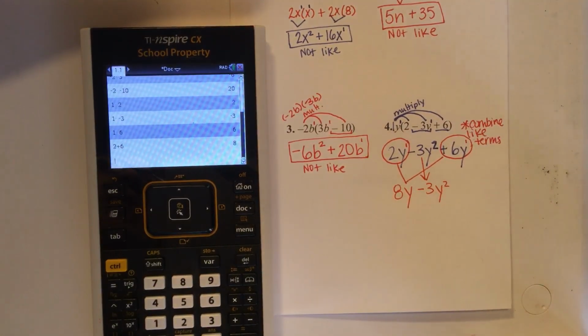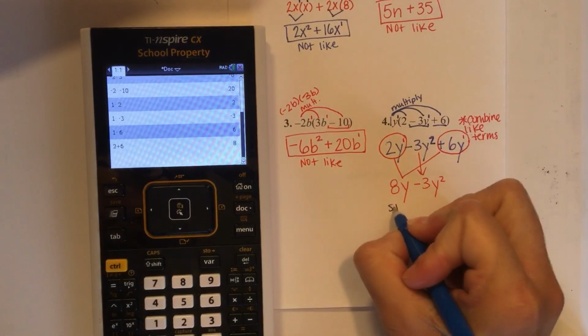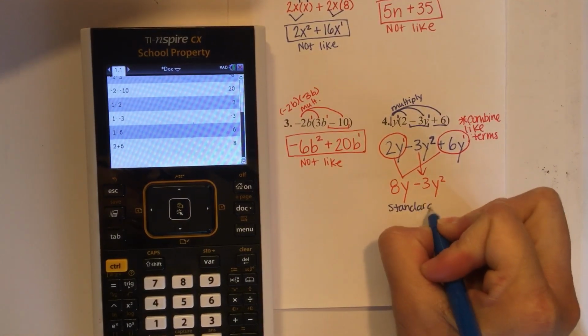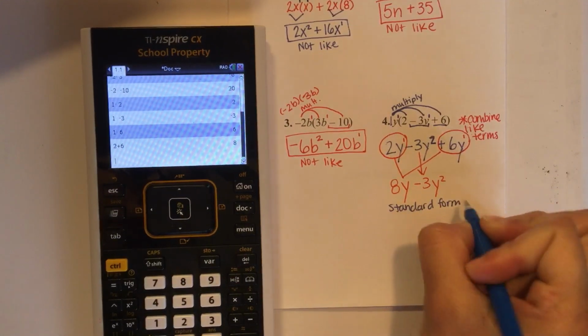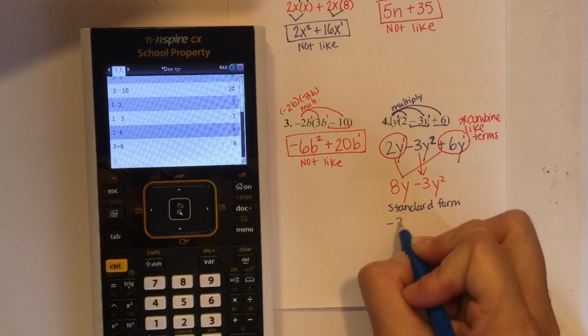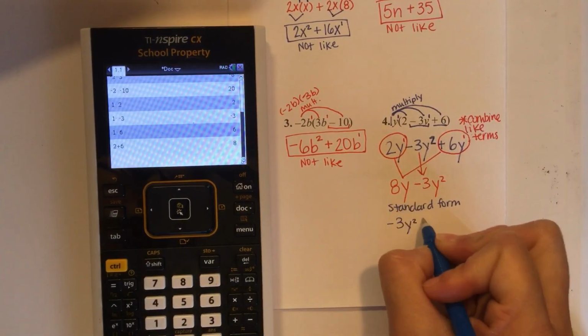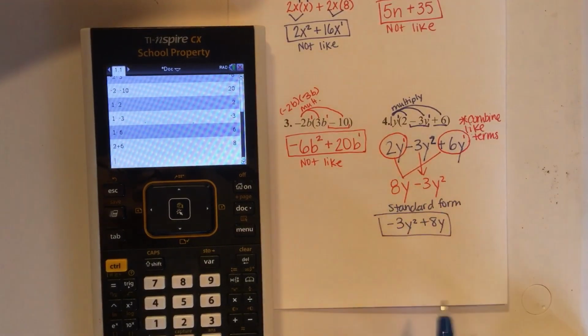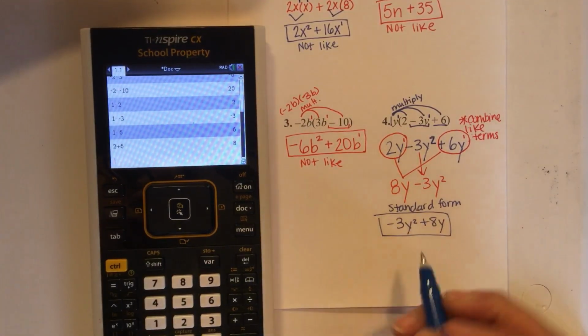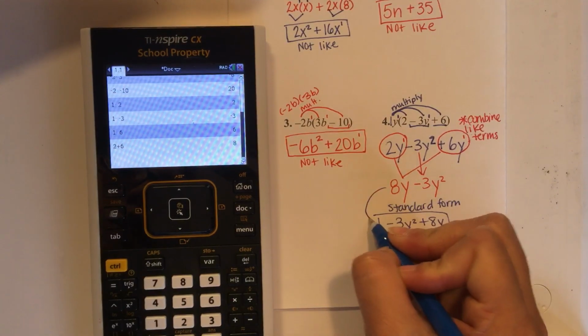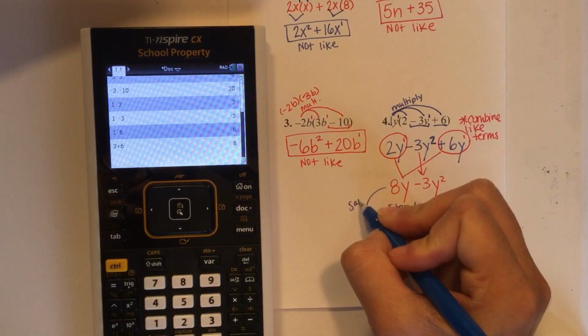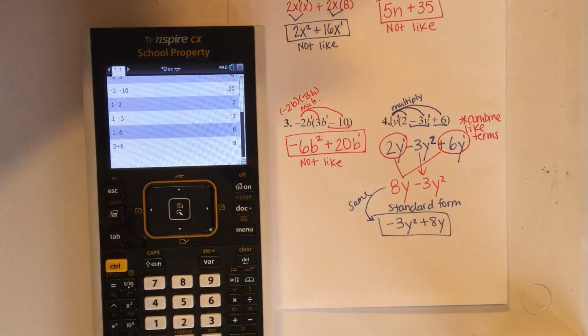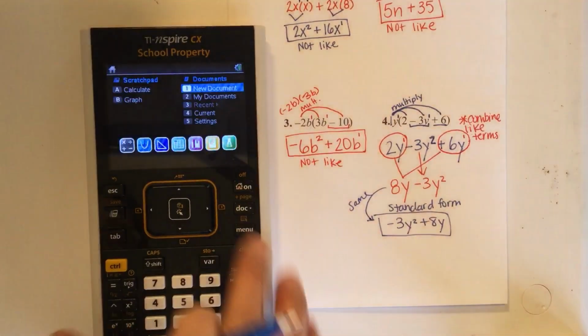Now, if you wanted to write this in standard form, you would have your negative 3y squared first, and then your plus 8y, with your exponent being the largest, y squared. So this is the same answer. It's just in standard form. Okay, next slide.